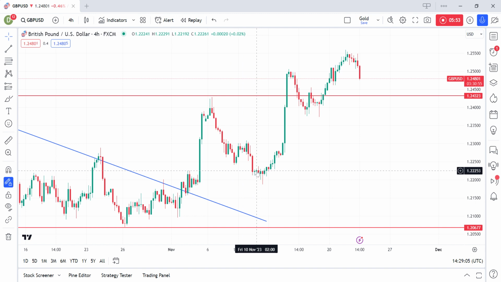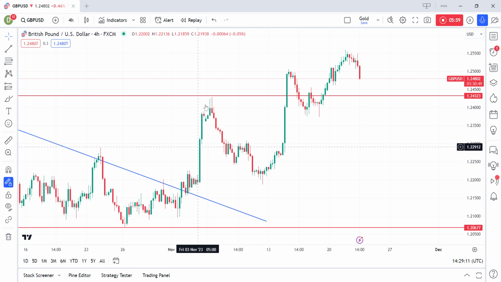So this is your daily that's been broken on the 3rd of November. It has been broken. You are waiting for it to retest this, let's call it demand zone. Wait for it to retest. Now remember, this is your trend line that's been broken. So when you're waiting for the trend line to be broken on a daily time frame, you're waiting for the retest off of that zone here.